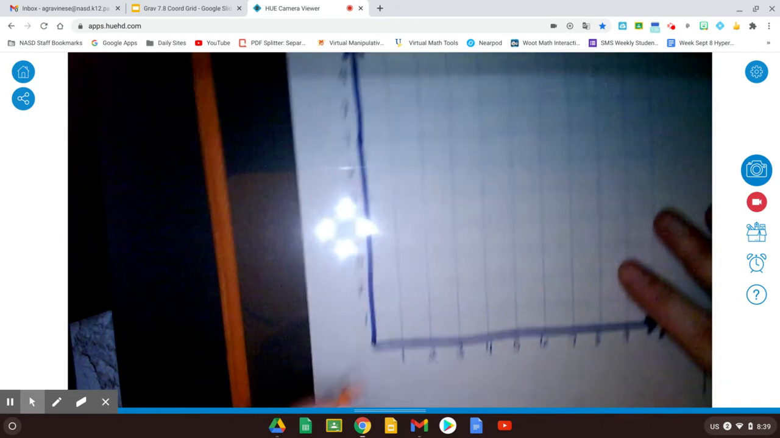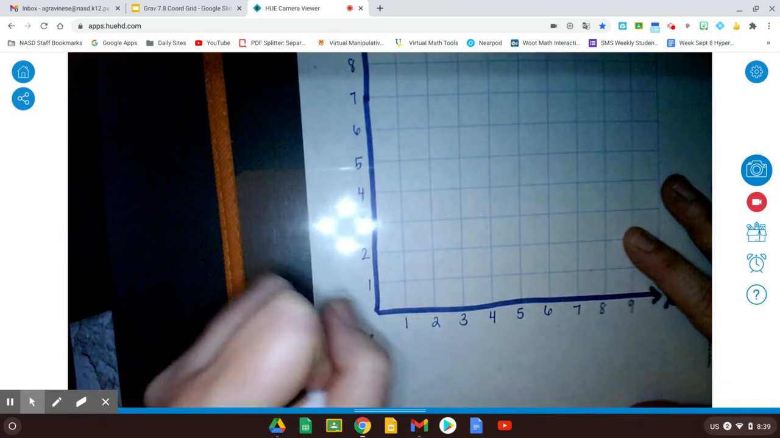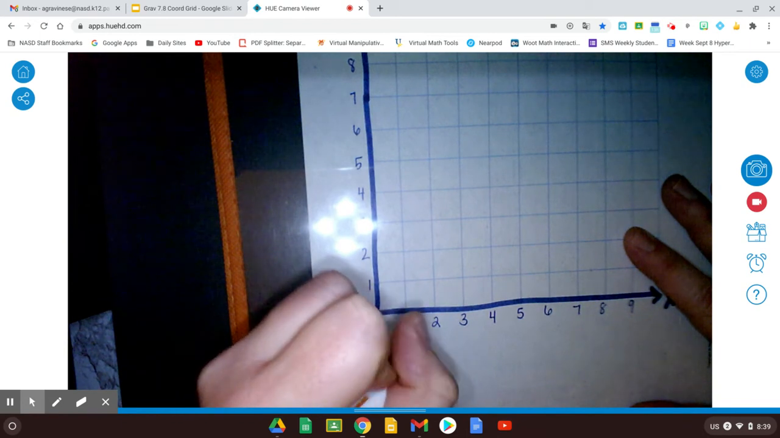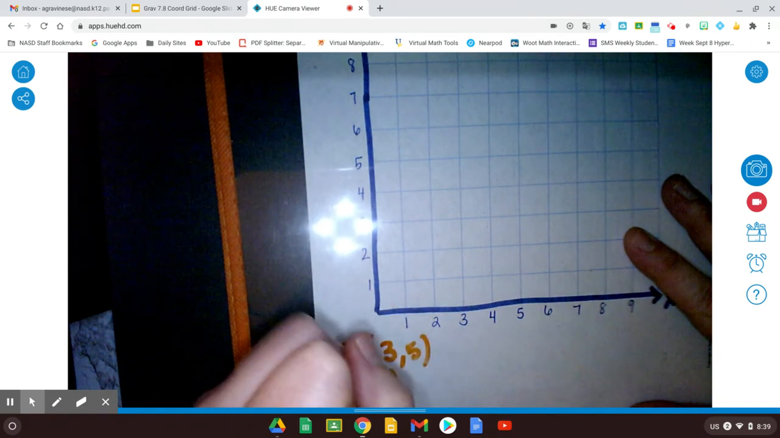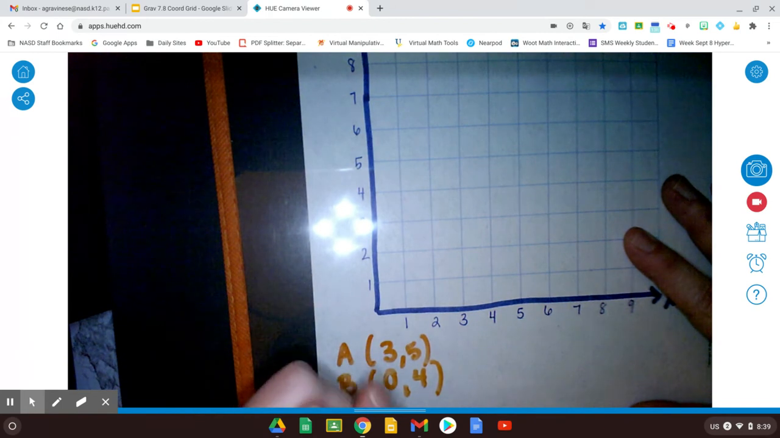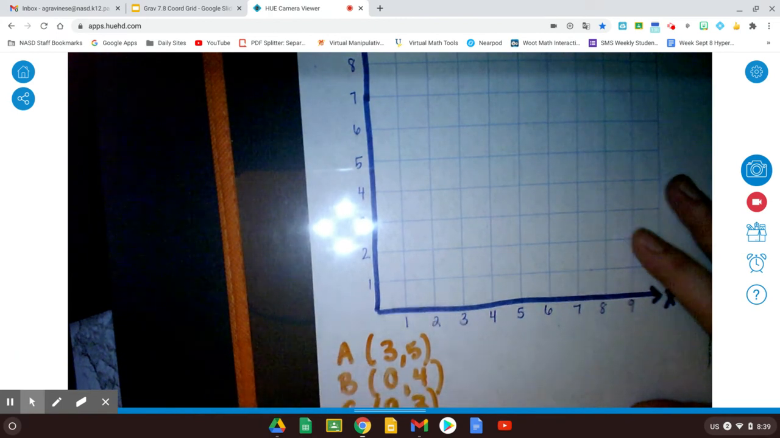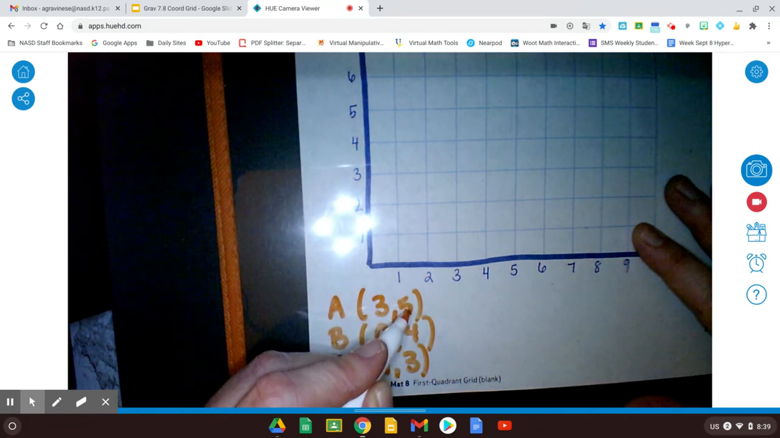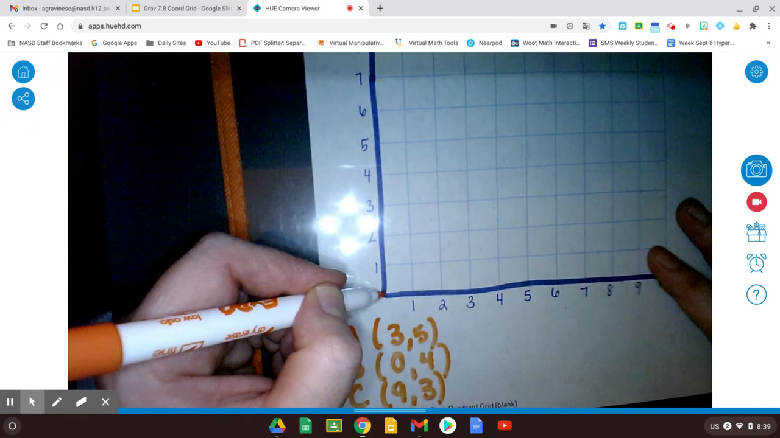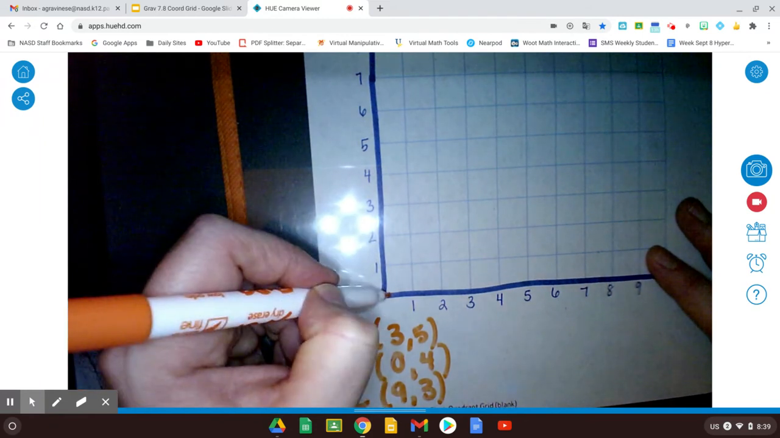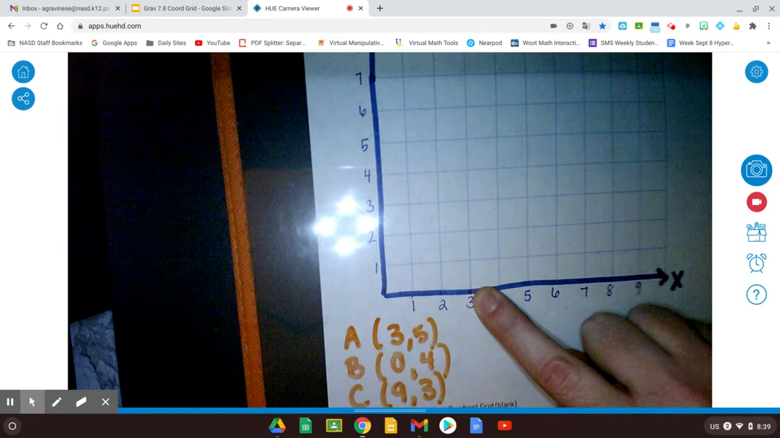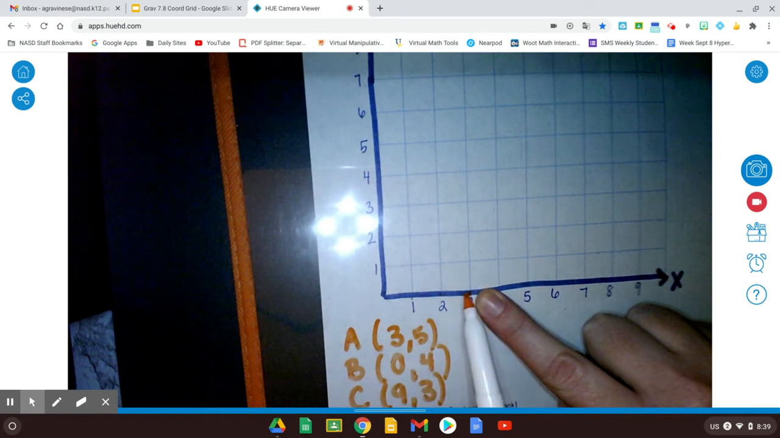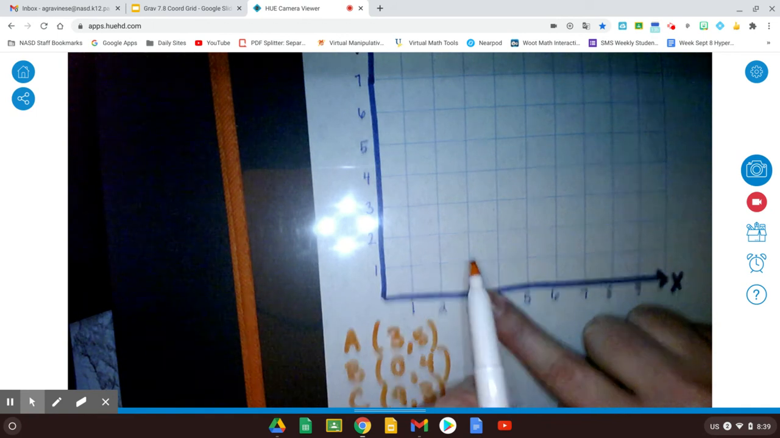All right, let's do the opposite of that. I'm going to give you some points. All right, so our first point, point A, needs to go at 3, 5. That means, starting at my origin, I have to go over 3. 1, 2, 3. Now, I'm not going to make that my place because I still have to go up 5. So from here, I go up 5.